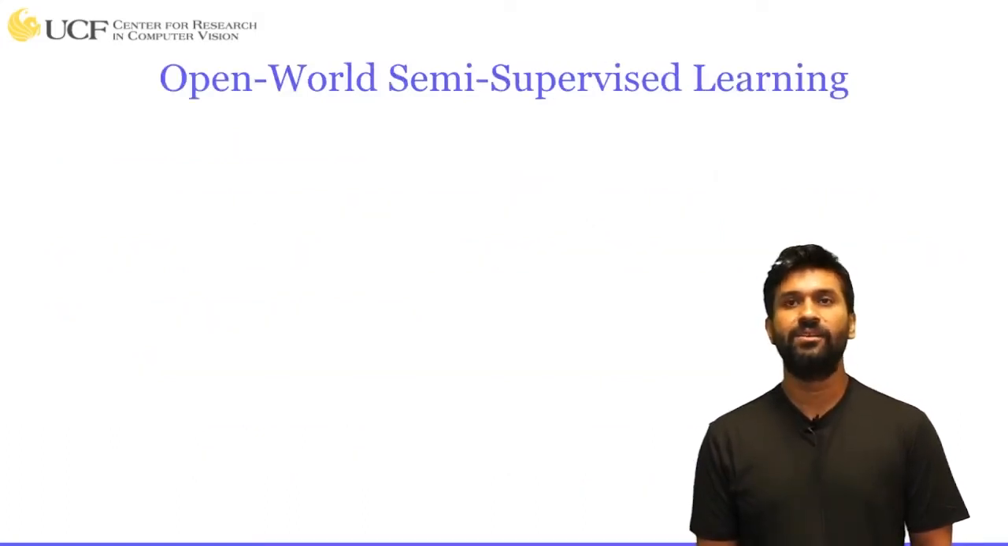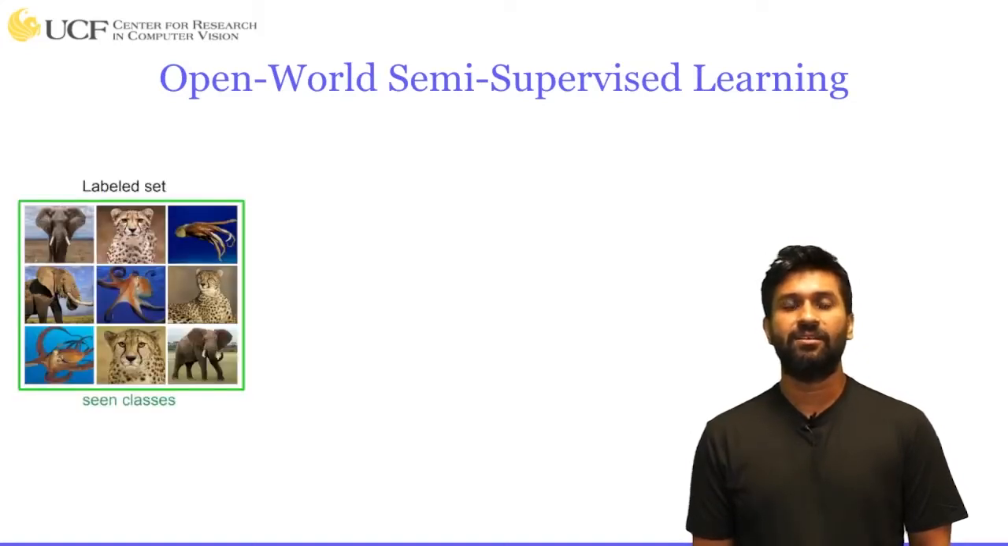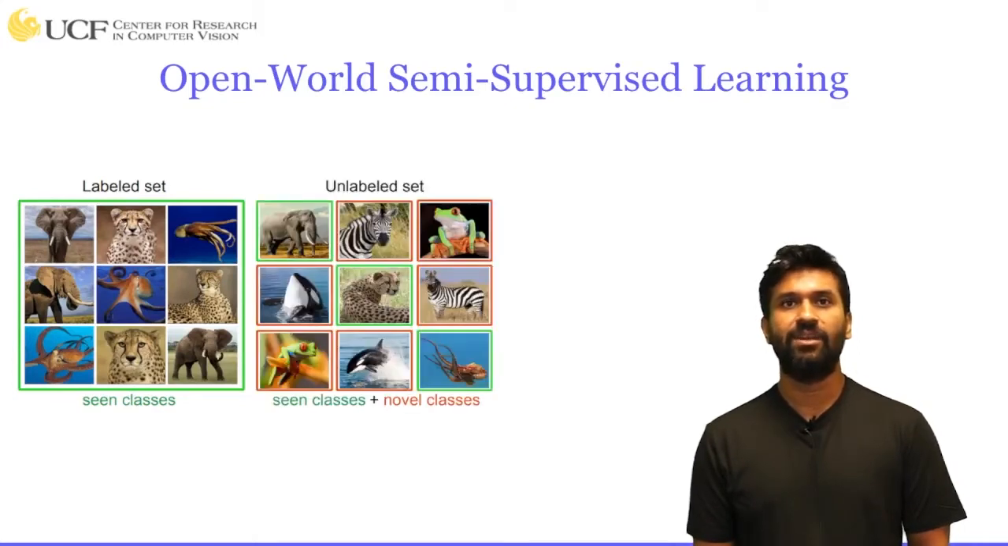In this work, we are basically combining these two notions. That means we focus on a problem called open world semi-supervised learning. Here, we'll be given a set of labeled data of seen classes, which is very small, and we'll have a set of unlabeled data where we'll have samples from those seen classes, and also samples from new classes or novel classes. For instance, we now have samples from the class frog, class dolphin, and class zebra.